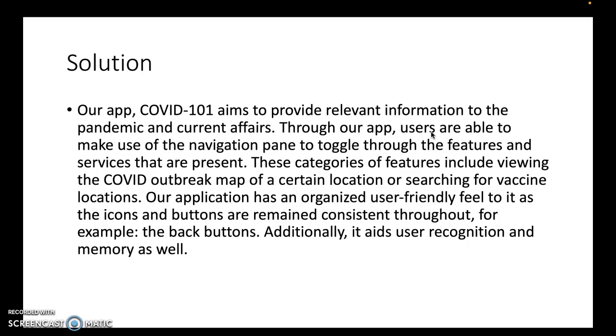create an app that provides relevant information about the pandemic as a credible means for our users. So users can have an organized and user-friendly feel in order to stay updated about their safety, and they will be able to toggle through our navigation pane and explore and expose themselves to the other features and services of our application. For this presentation, I will be solely focusing on the feature of finding nearby testing centers for our users, and will walk you through an overview of the different features of our applications.